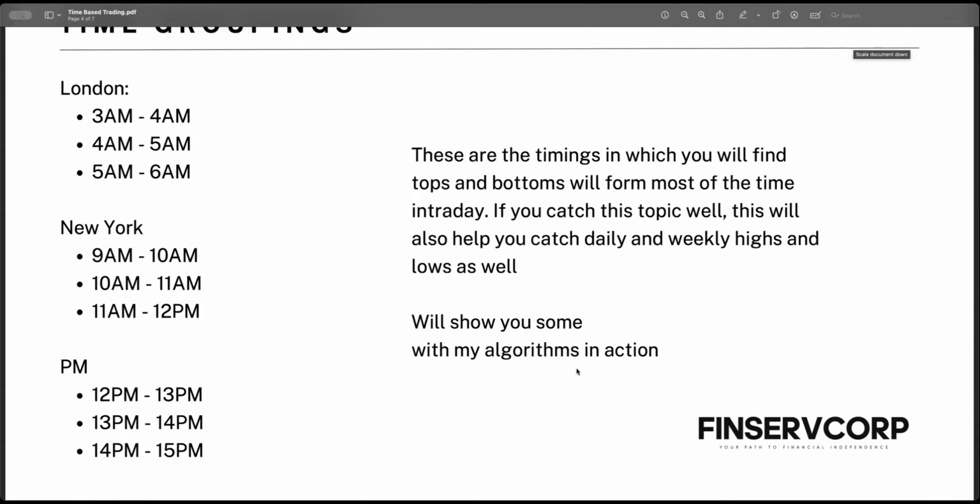So these are the timings in which you will find the tops and bottoms, right? Most of the tops and bottoms intraday and also in the week will form most of the time during these time groupings. Okay, so it will help you catch daily and weekly highs and lows. So basically any local top and bottom, if you match it correctly with any key level at the correct time of day with the proper profile, with the proper algorithms in place, you can definitely do something with it. So let me show you some with my algorithms in action later on in this video. So stay tuned to watch for that.